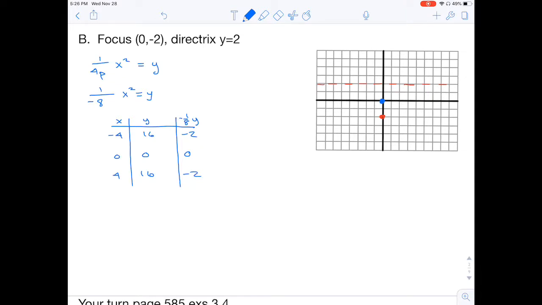So the graph of this, and I'm going to go a little thicker on this, is going to look like -4, -2, 4, -2, and then we go and make a nice parabola. Make sure it's not a V. Please make sure it's a parabola. So something like that. Okay. Again, every graph should have your vertex, your directrix, and your focus on it.